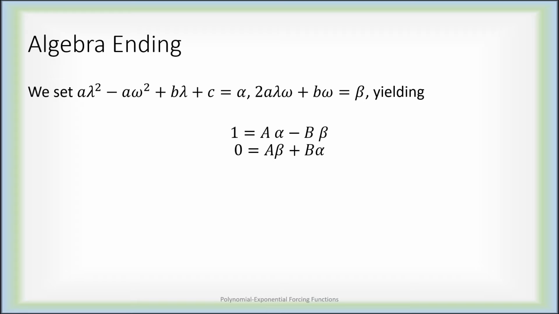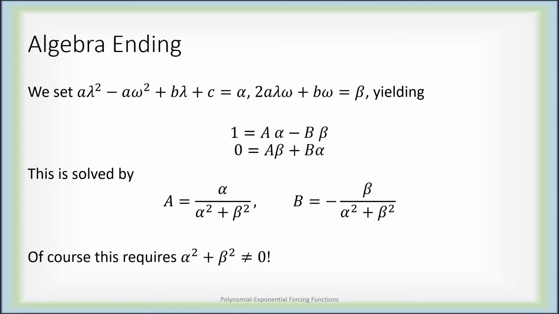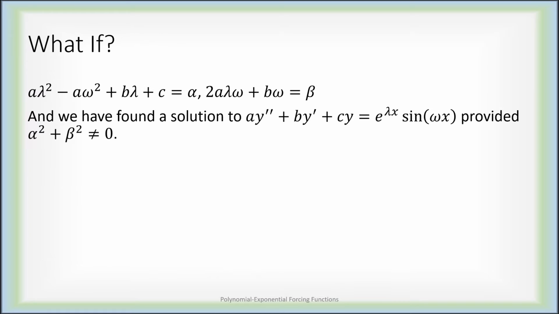So ultimately, once we set alpha to be this expression and beta to be this expression, we have this system of two equations and two unknowns, and we need to solve for capital A and capital B. It's not terribly difficult to work through the solution, and here they are. So capital A should be alpha over alpha squared plus beta squared, and capital B should be negative beta over alpha squared plus beta squared. Of course, this does require that that denominator not be 0.